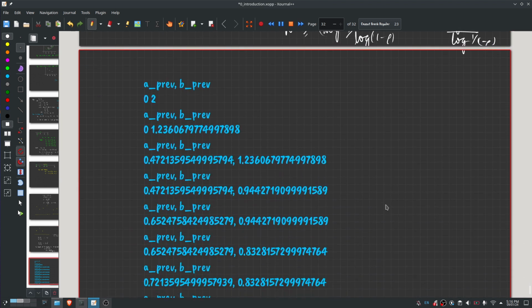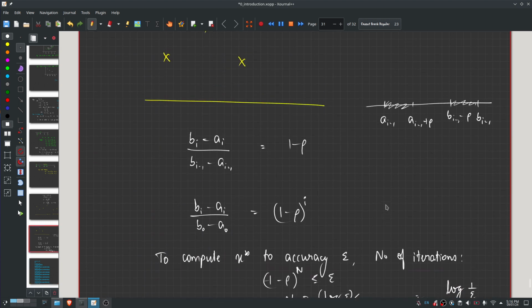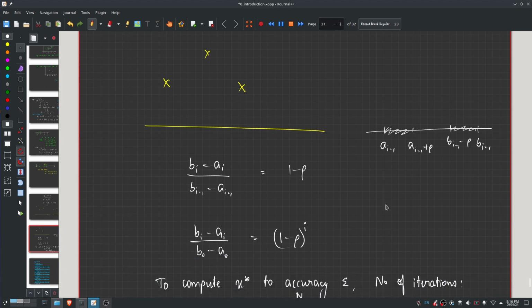Okay, so any questions? So this is one such algorithm wherein you keep shrinking your search space by a fraction 1 minus rho, which is approximately 0.62. Right? Because we've chosen rho to be equal to (3 minus root 5) divided by 2.